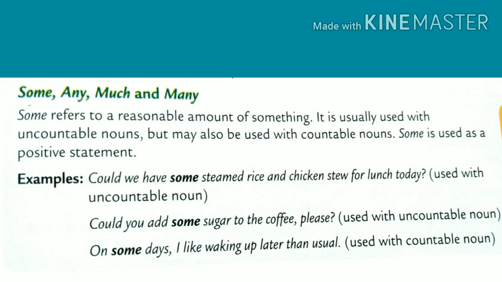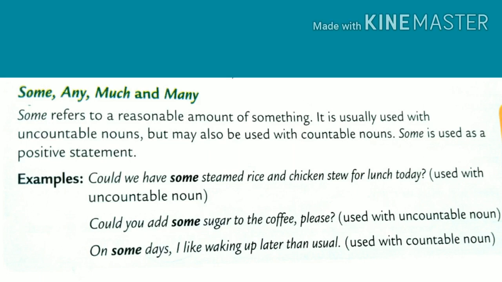Some refers to a reasonable amount of something. Usually it is used with uncountable nouns, but sometimes may also be used with countable nouns. Some is used in a positive statement. Could we have some steamed rice and chicken stew for today? Can have only limited rice and chicken for lunch. So they have used the quantifier some in this sentence, and they used it with an uncountable noun.